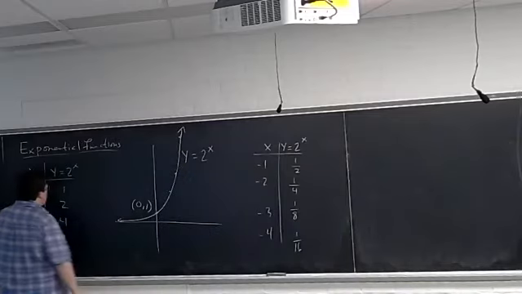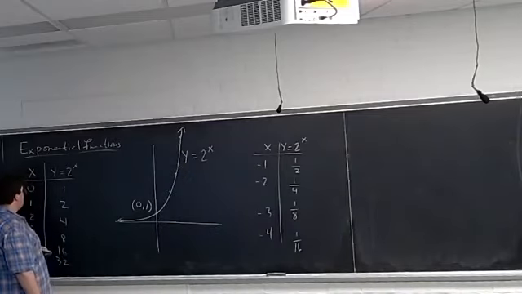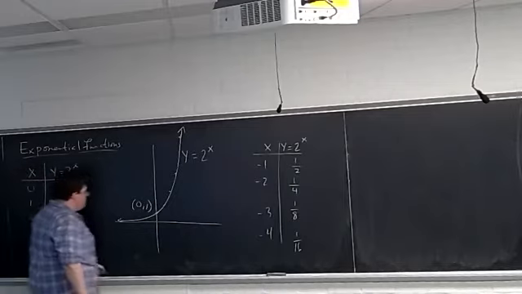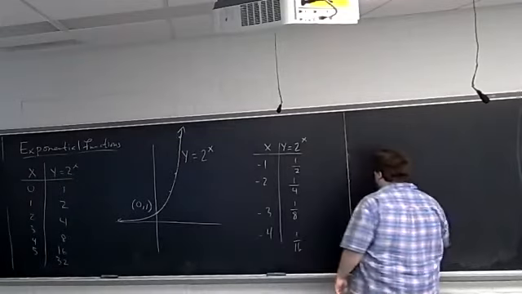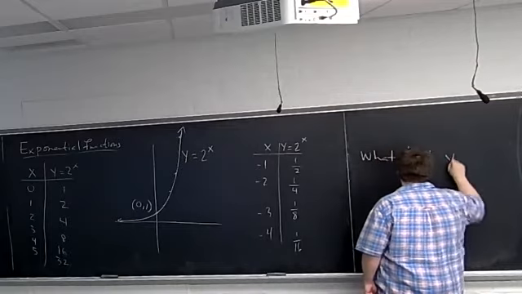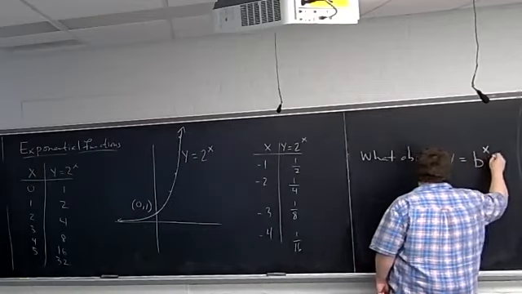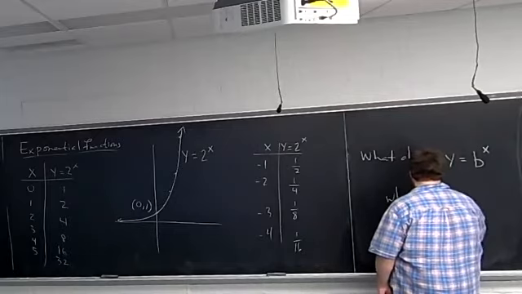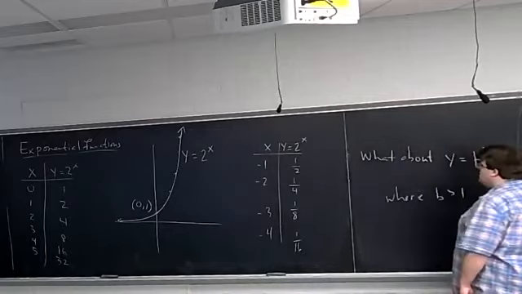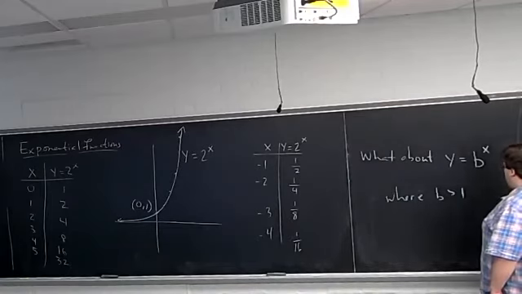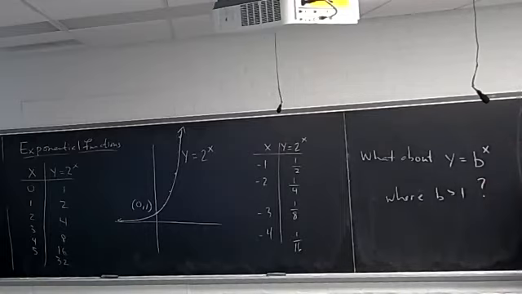What if I didn't make it 2 to the x? What if I made it just some number to the x? What about the curve y equals b to the x, where, let's just restrict ourselves to positive, where b, let's also make it larger than 1. 1 to the x is just the line y equals 1. What about the curve y equals b to the x, where b is larger than 1? What would that look like?